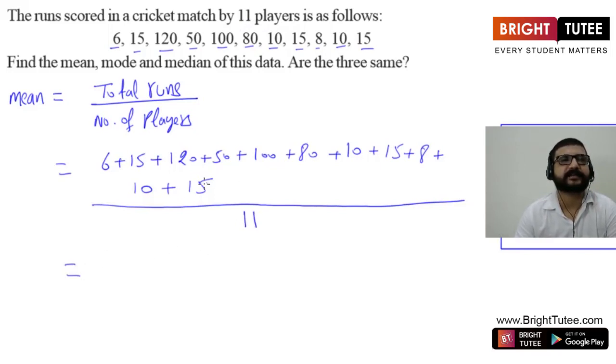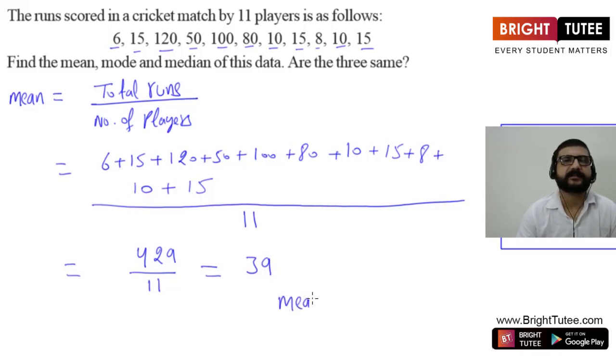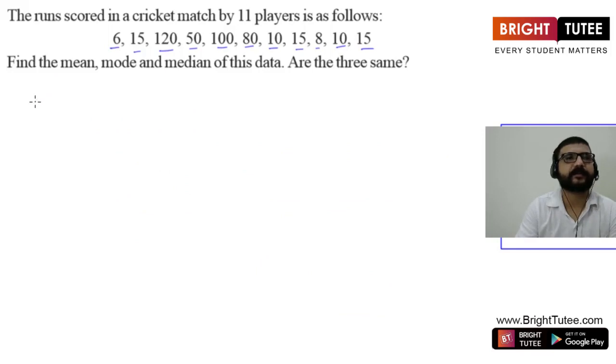Now let's find this sum. The sum will be 429 and it is divided by 11. Now by simplifying this, we will get 39. So we can say the mean of this data is 39. Now we have seen that the mean of the data was 39. Now let's find the mode and median of the same data. For that, let's arrange the given data in the ascending order.